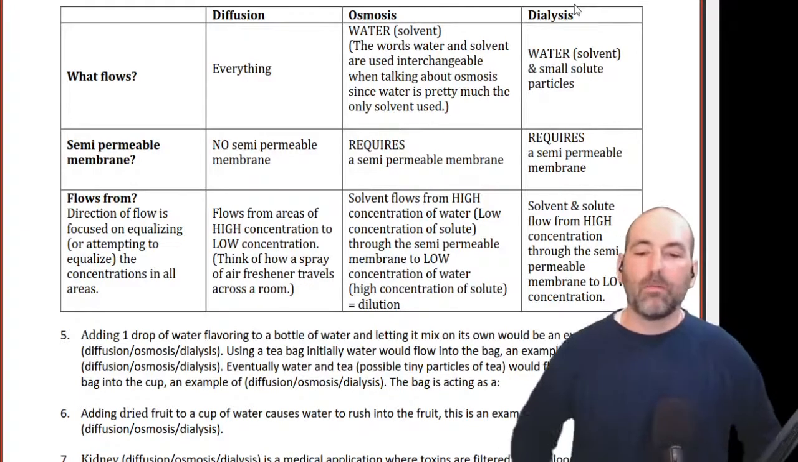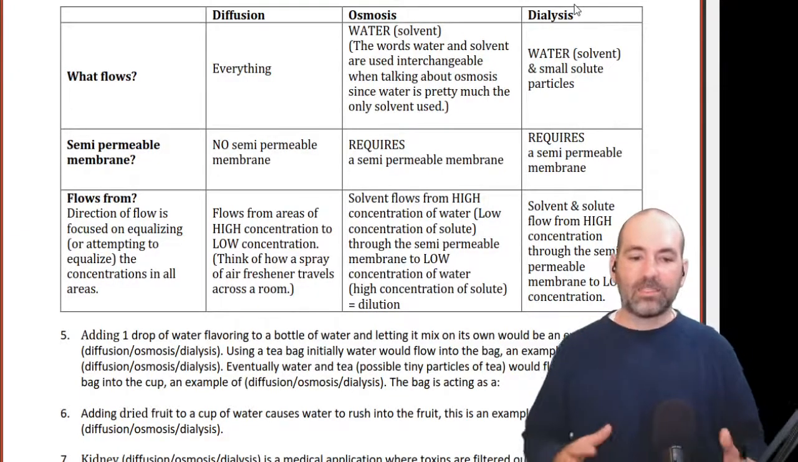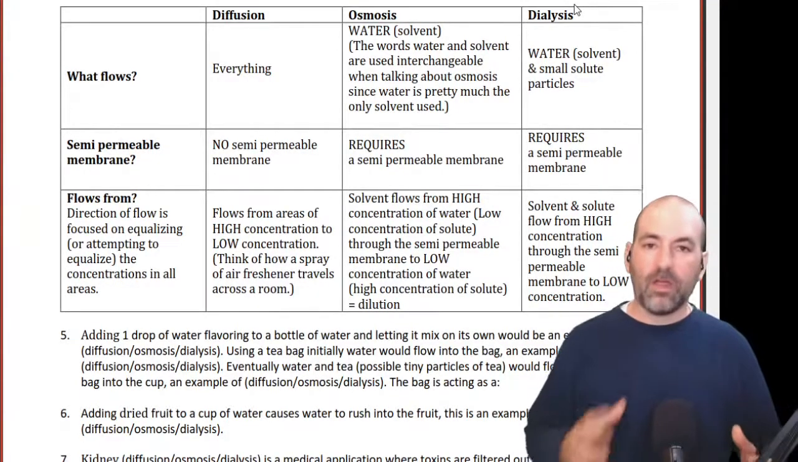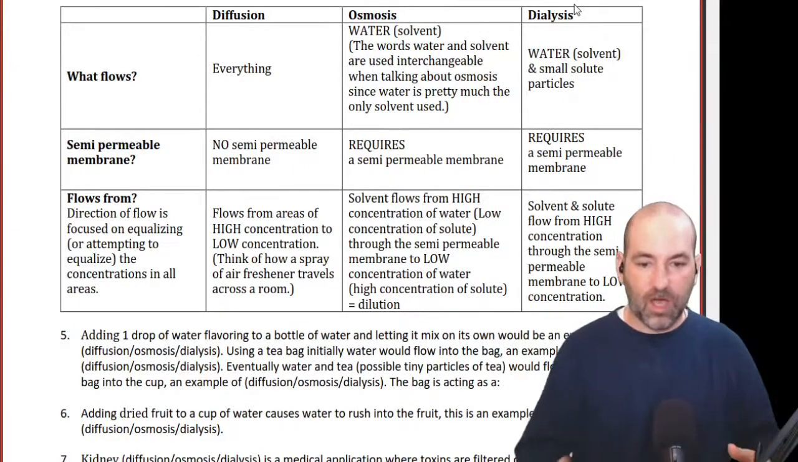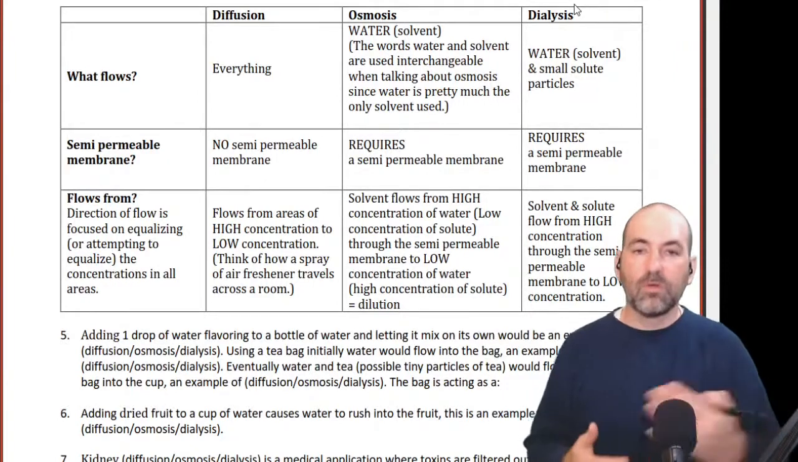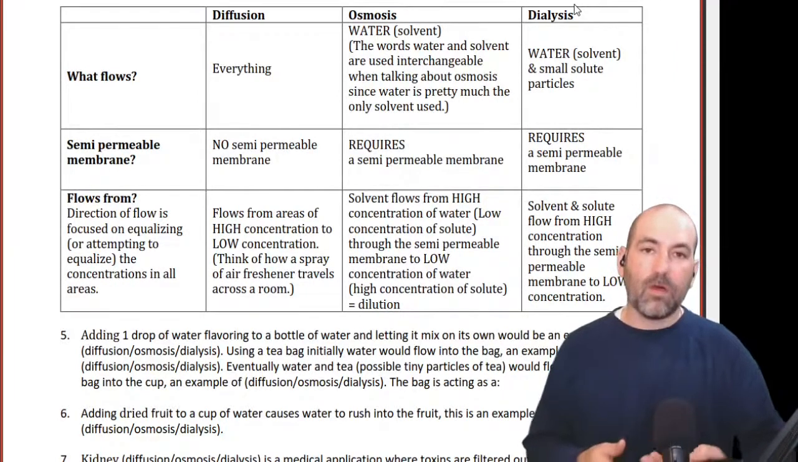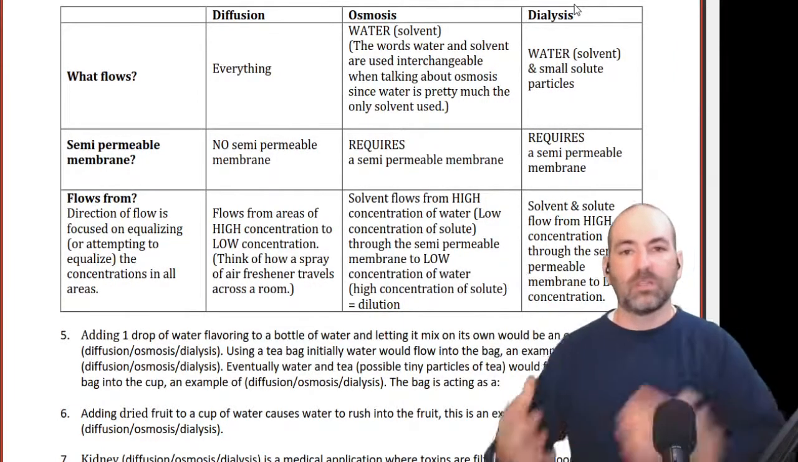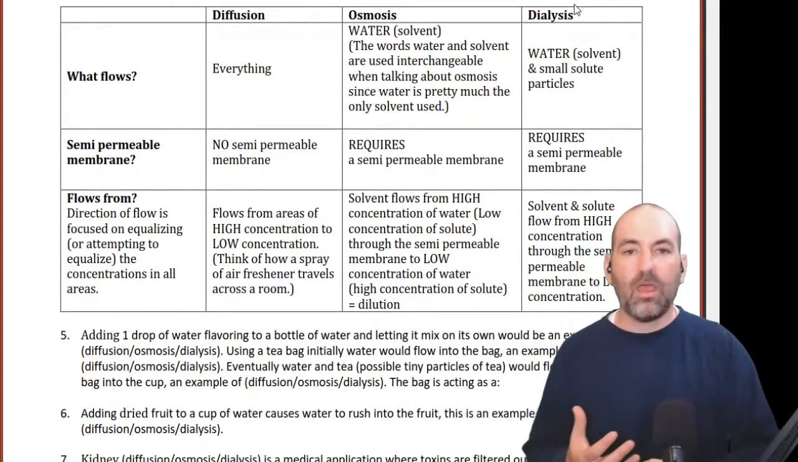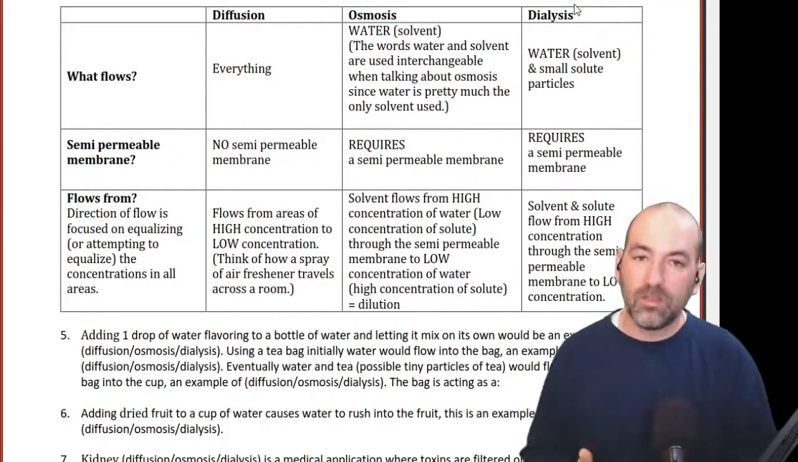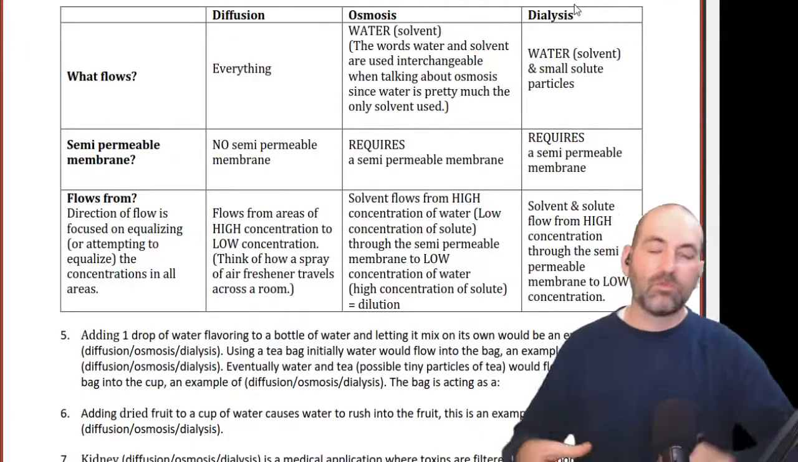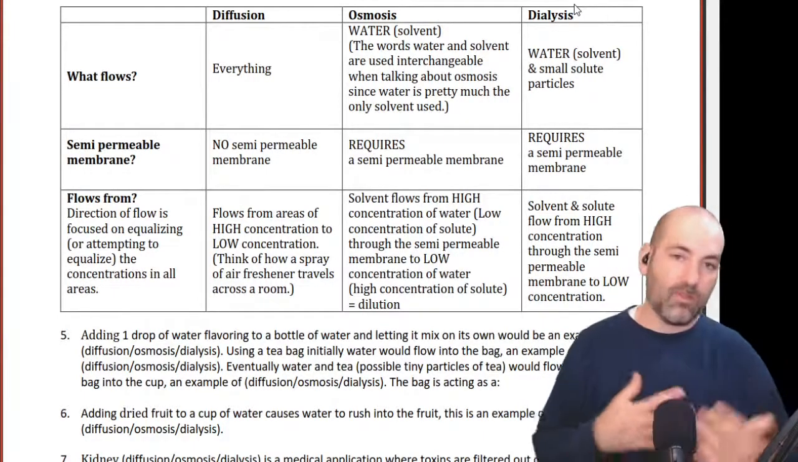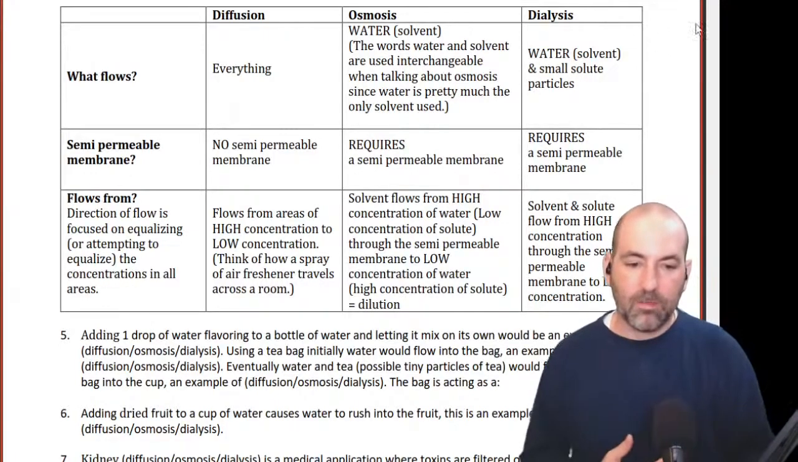And so the thing to remember here is that all of that stuff is always going to move from areas of higher concentration to lower concentration of whatever it is you're talking about. So water moves through the membrane from a place where there's more water to a place where there's less water. And also solutes move through the membrane from a place where there are fewer solutes to a place where there are more solutes. And those are opposite.